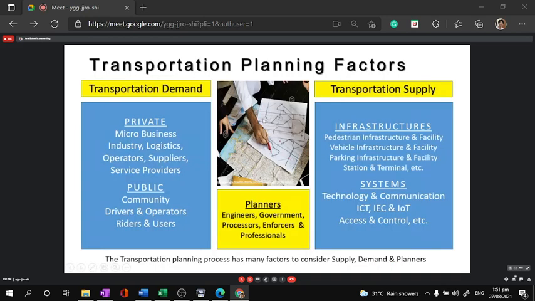We know also that when we talk about transportation planning, we have factors to consider, namely the demand side and the supply. Demand comes from the road users, be it private or public, and we have also the supply, be it infrastructure, systems, or program application. In between, the ones handling the supply side for the demand are the planners, who are the engineers, the government officials, processors, enforcers, and other professionals.